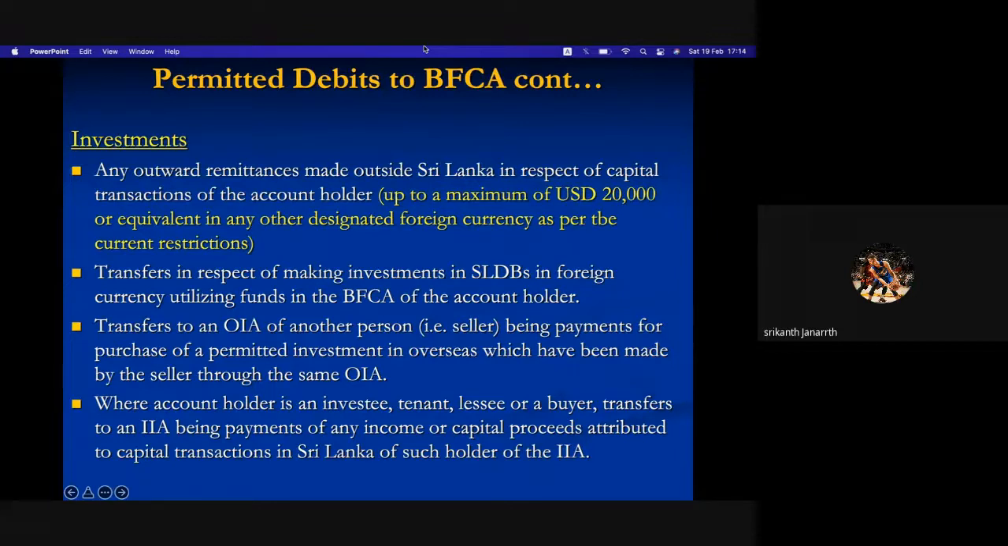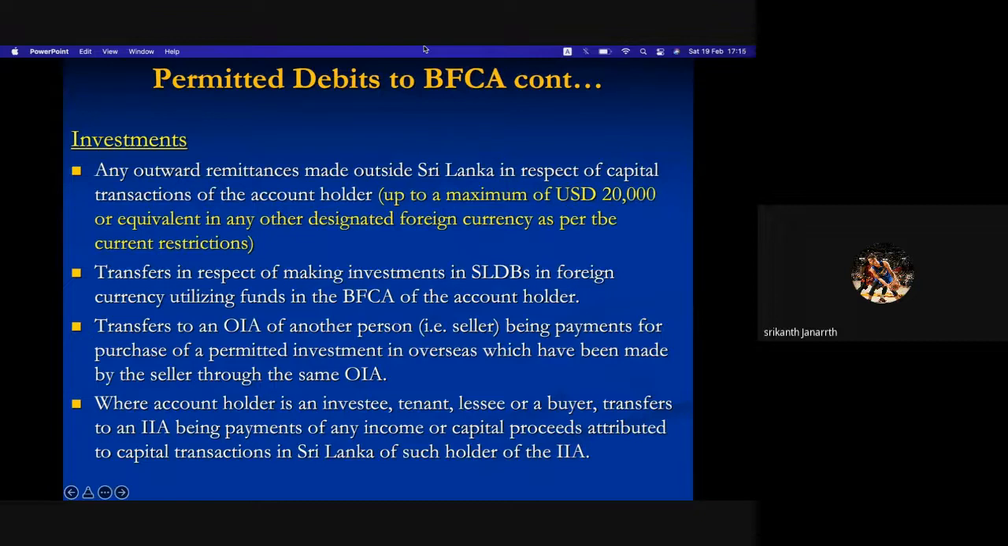So what happens is, there is another person, an OIA account holder, who has already bought Google, Microsoft or Apple shares. Now you want to buy from him. So as a BFC account holder, you are transferring funds to the OIA of the seller of the securities as payment for the purchase of a permitted investment. What are the permitted investments? Shares, preference shares, those securities, debentures, corporate bonds. Those are the investment opportunities you can buy.